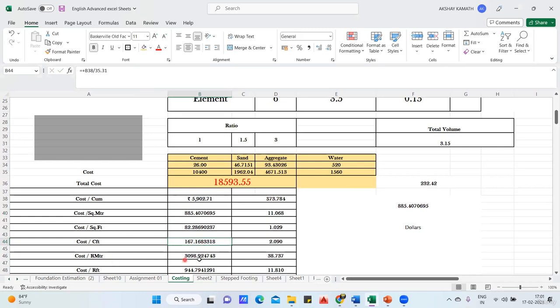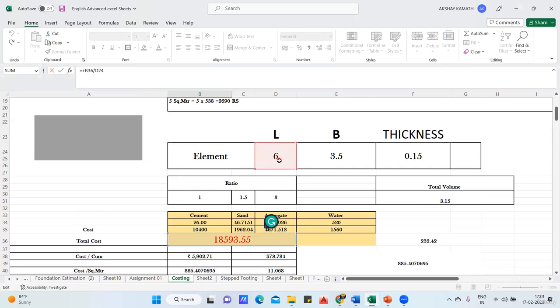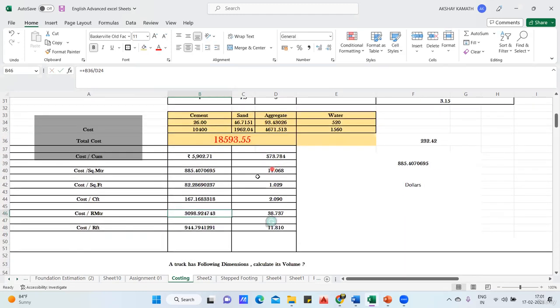Somebody asks you, tell me the cost in running meter. So whatever cost you got, that is 18,593, you divide it by the length. The length is 6 meter. So you'll get the cost per running meter. Somebody asks you, tell me the cost in running feet. So whatever answer you got here, you divide it by 3.28, and you'll get the cost in running feet.